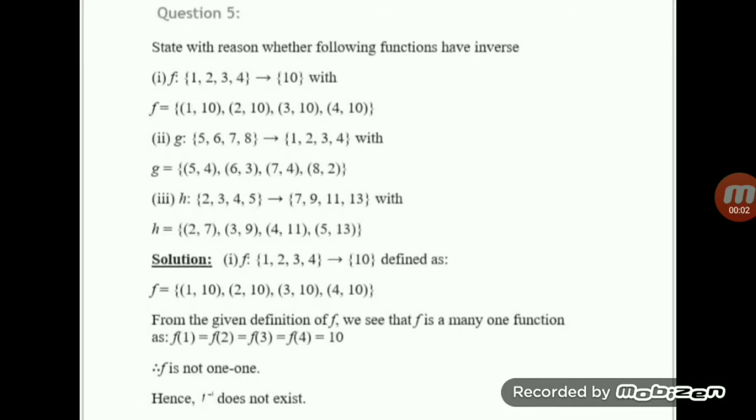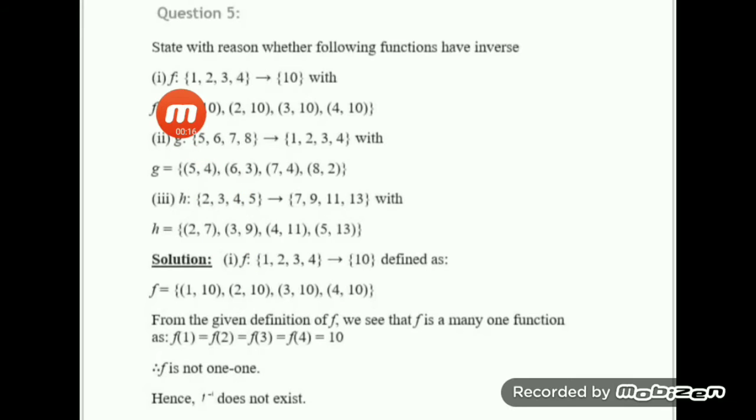Hello student, in this video we will discuss question number 5 of exercise 1.3. Your question is, state with reason whether the following functions have inverse. You have 3 questions here.